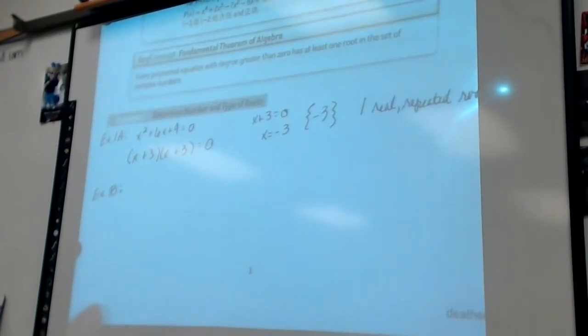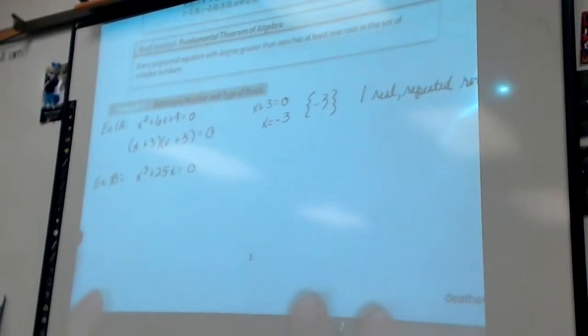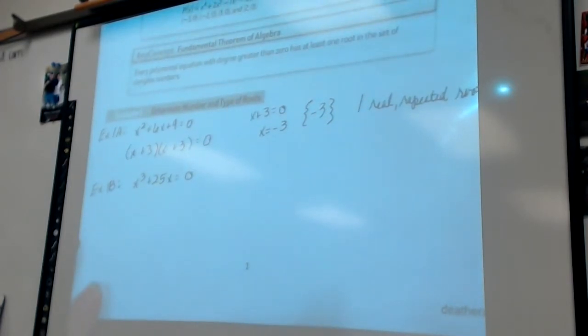Okay, example 1b. x cubed plus 25x equals 0. Now, this is a cubic, so we can't just stick it in the quadratic formula. It's called the quadratic formula for a reason, okay? So you want to try to factor it if you can. So can we factor this one? What about our GCF? So we need to factor that out first. So what do we have left?